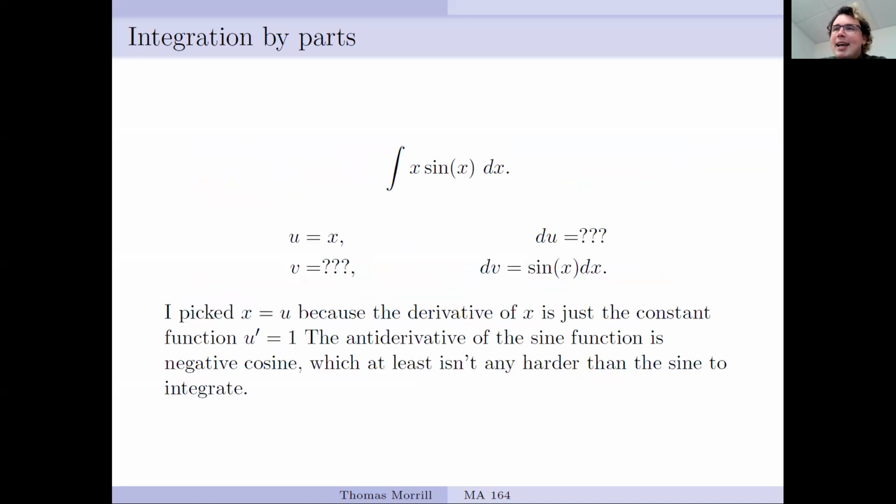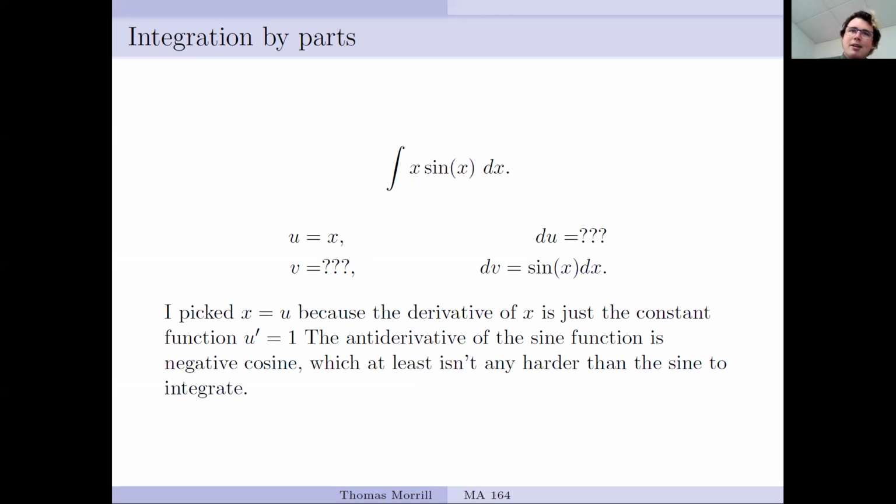So I like to set up my scratch work looking something like this. Here is the integral I want to solve. I'm trying to solve the integral of x times sine of x dx. One of these functions is going to be my u, and one of them is going to be my dv. So I fill out a grid. First row tells me all the stuff I got to know about the variable u. Second row tells me all the stuff I got to know about my variable v. And I'm going to fill in my opposite corners.